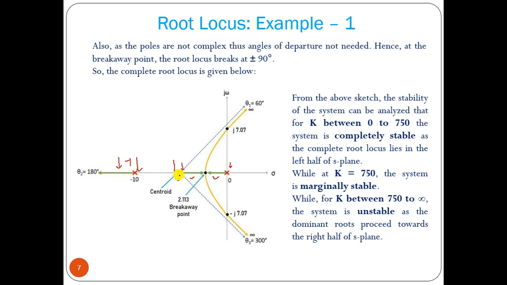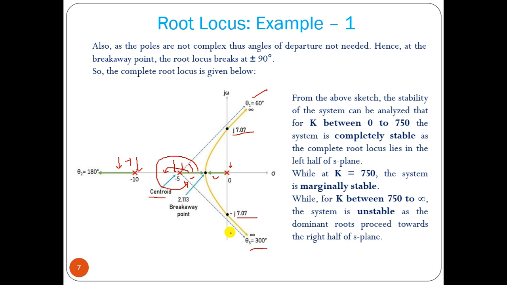And we can say that this is the centroid position at minus 5, and this angle is the 60 degree asymptote, this is the 180 degree asymptote, and this is the 300 degree asymptote. So these are the three asymptotes along which the poles should go to infinity. This pole goes to infinity along the 180 degree line, and this is the breakaway point. These two poles break away, and intersect the imaginary axis at plus and minus j7.07, and one pole goes along the 60 degree line. Another pole approaches infinity along the 300 degree line. So this is the total root locus plot.